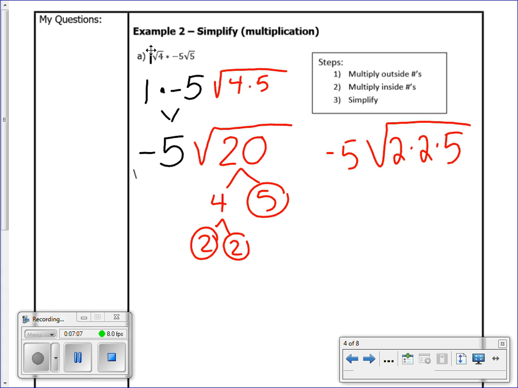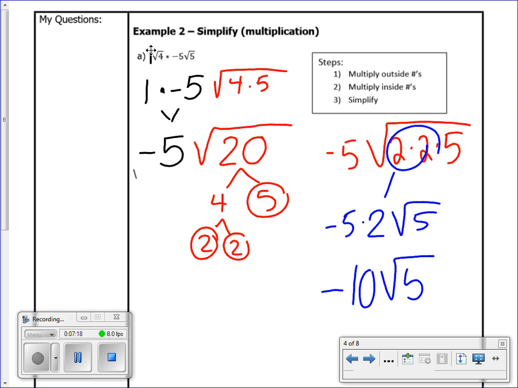We get negative 5 square root 2 times 2 times 5. We want to take out twins. Our twins are the 2's, so they come out as 1, 2. And negative 5 times 2 is negative 10 square root 5. And that, ladies and gentlemen, is your final answer.